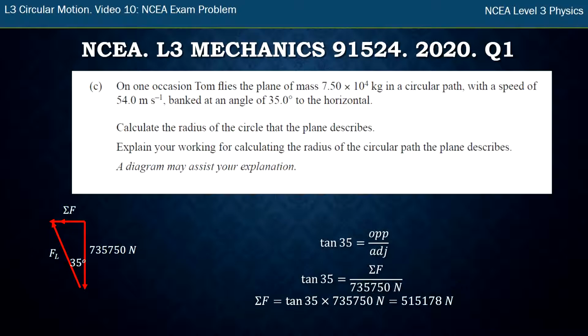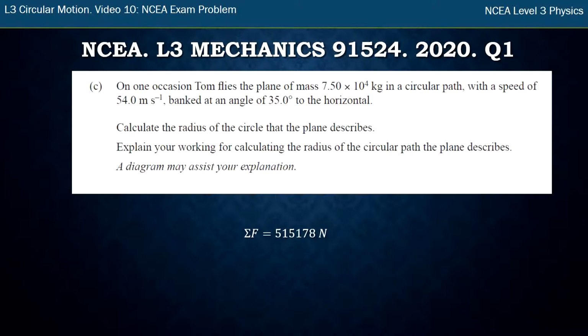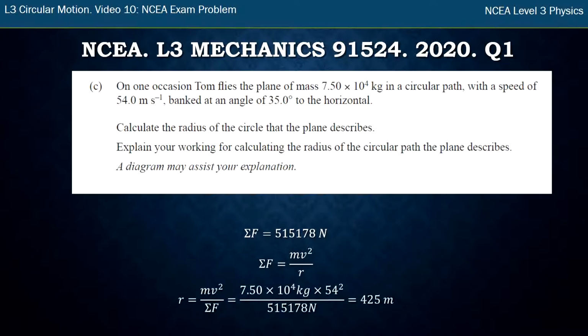515,000 newtons. Alright, now I said that I needed to use this formula here. Now that I've got the total force, I can rearrange to find R. So this is me rearranged really quickly. Total force on the bottom, all the numbers in there, and I get out a number, 425 meters. That's definitely good enough for explaining my working, because I've very clearly shown what I'm doing, and I had a diagram to start with, and it shows the examiner I know what I'm talking about by using the vector addition diagram.